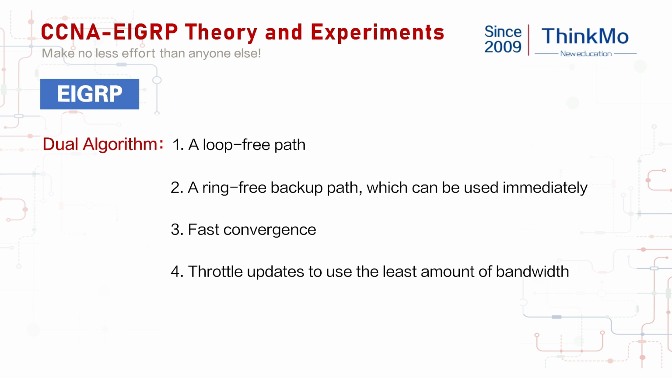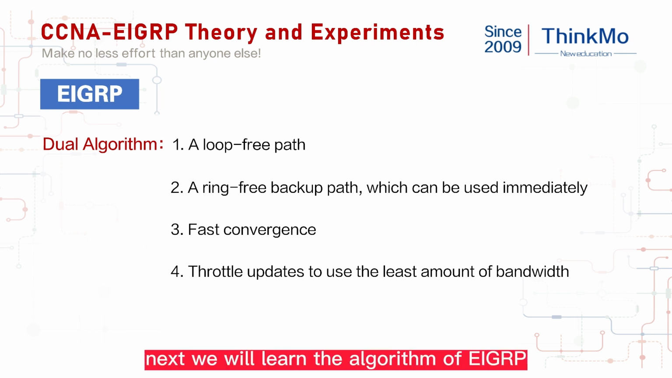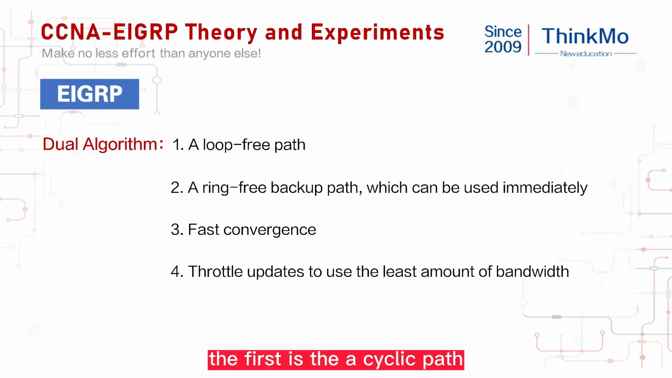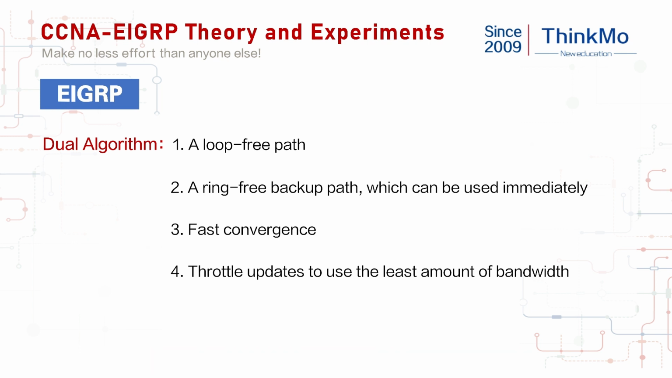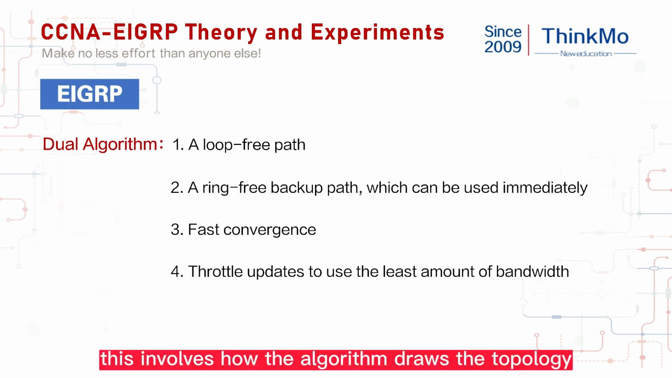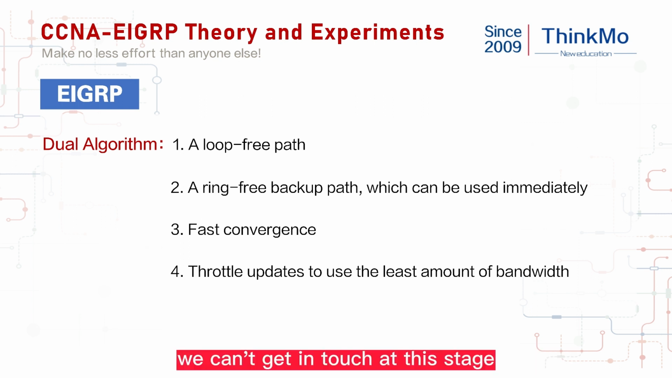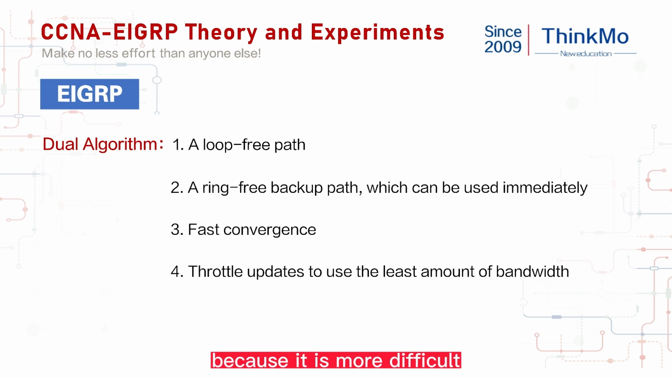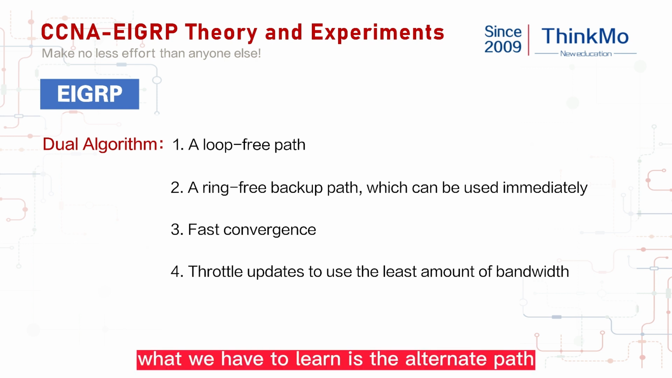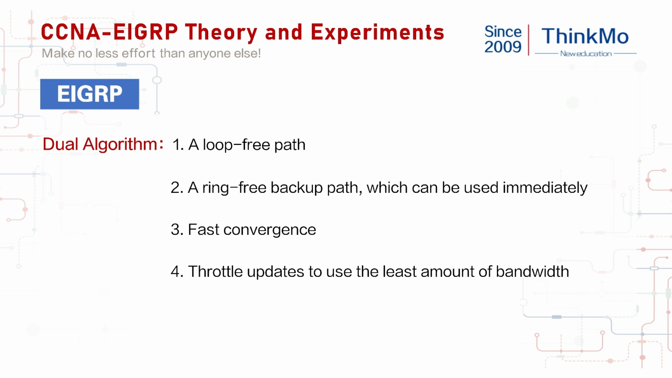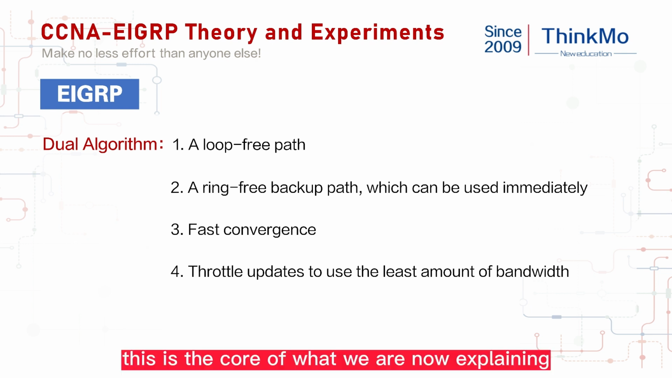Okay. Next we will learn the algorithm of EIGRP. The algorithm of EIGRP is called DUAL. The first is the acyclic path. This thing you will learn in the NP stage, because this involves how the algorithm draws the topology. We can't get into it at this stage, because it is more difficult. What we have to learn is the alternate path. Fast convergence. This is the core of what we are now explaining.